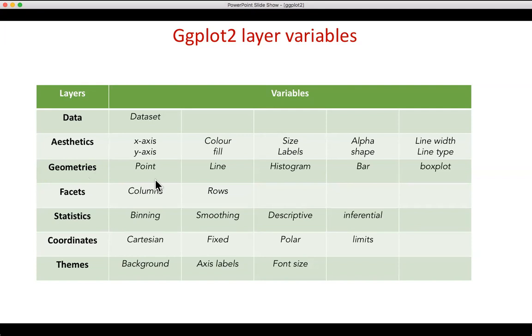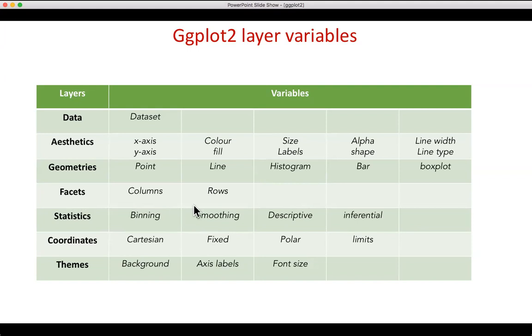So geometries, you want to do points, like a scatter plot. We can do lines. That's basically, let's say, line fitting through our scatter plot, histogram, bar plot, or box plot. All those things are different geometries. There are more. These are not the only ones. There are density plots. Then you can see violin plots. There are many more out there, but these are the few just to illustrate what geometries mean.